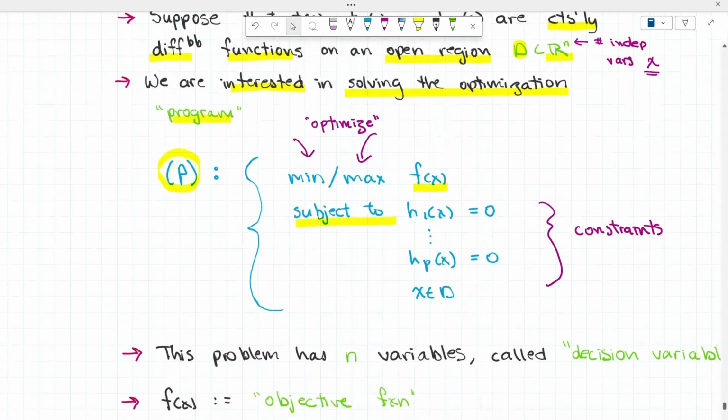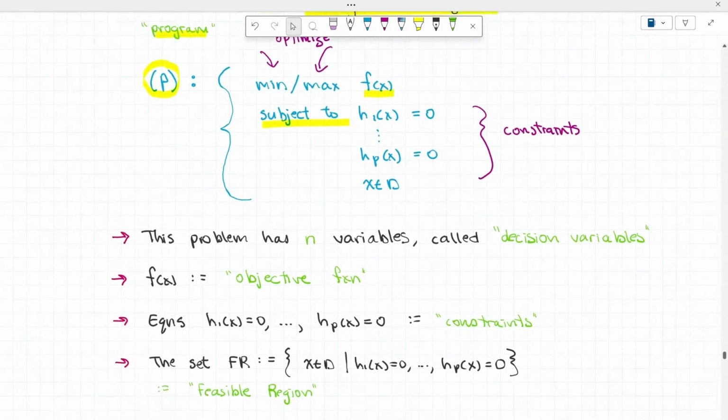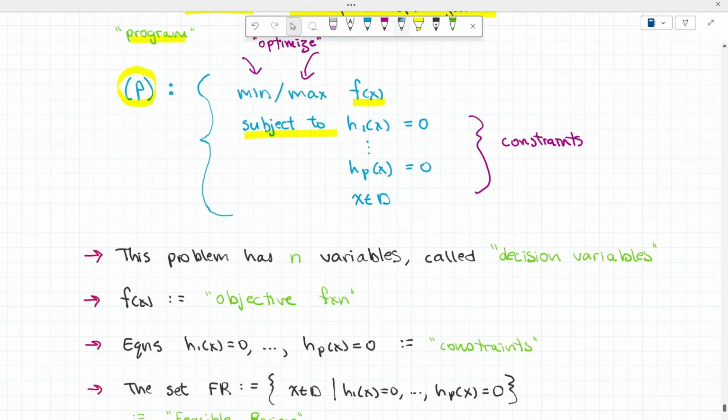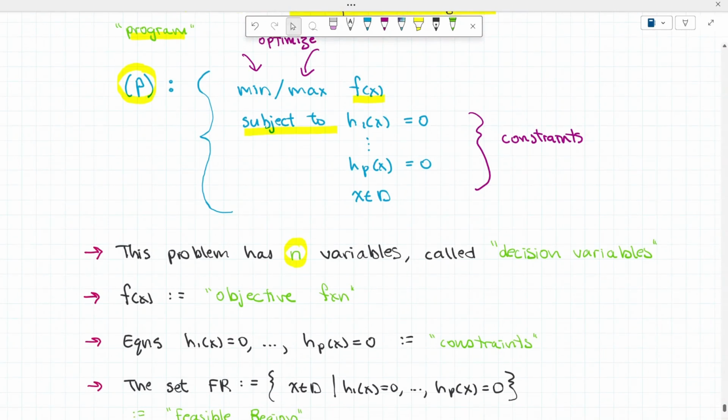Okay, so let's take a look at what this means. This problem has n variables, and like I said before, those are independent variables. In this type of problem, we're going to be calling these decision variables, or DV. And f of x up here is called our objective function, so that's the function that we are trying to optimize. And then these equations, h1, h2, all the way to hp, are our constraints, like I mentioned up here. So we have a function that we're trying to optimize subject to specific constraints, and that's why this is constrained optimization.